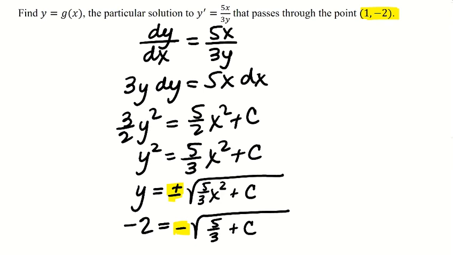And -2 is the negative square root of 4. So I need this to be 12/3, so c is going to be 7/3. So g of x is going to be the negative square root of 5/3 x squared plus 7/3.